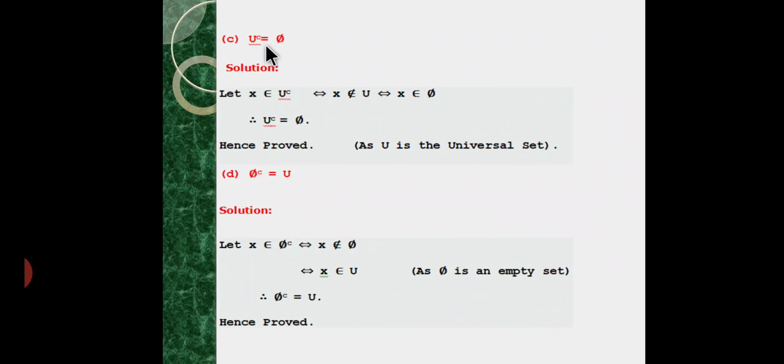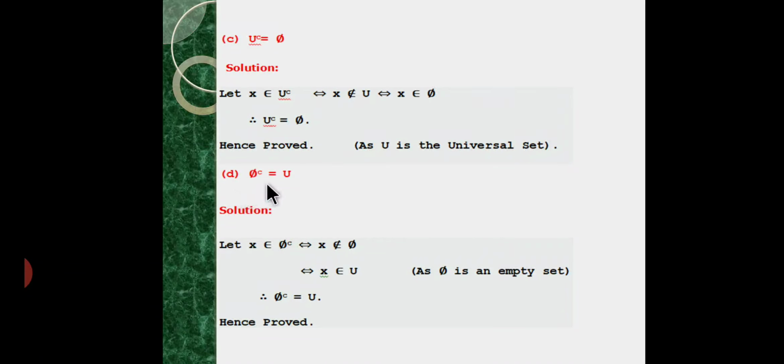So U complement is equal to phi. So here U is the universal set. So the universal set complement is equal to phi because universal set complement means U minus U. So that gives the empty set. So let X belong to U complement, X does not belong to U. X does not belong to U means X belongs to phi. So U complement is equal to phi.